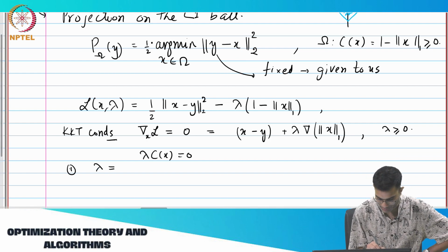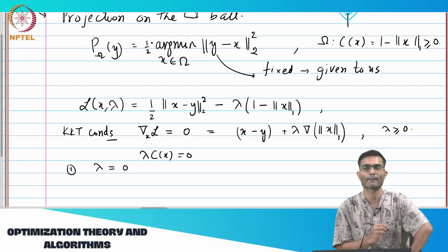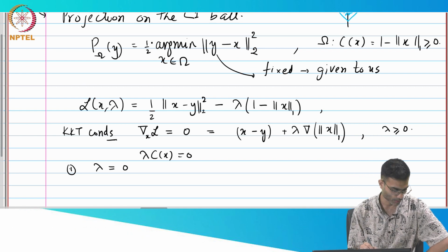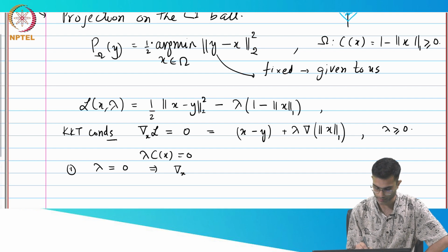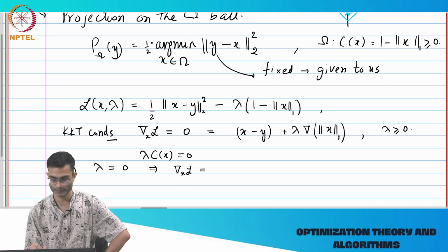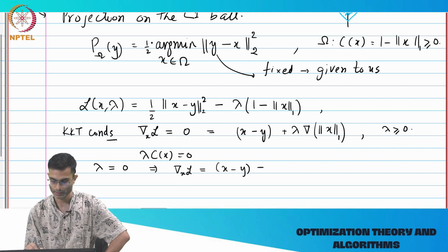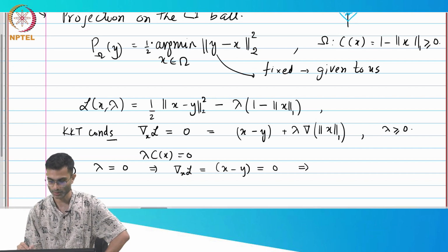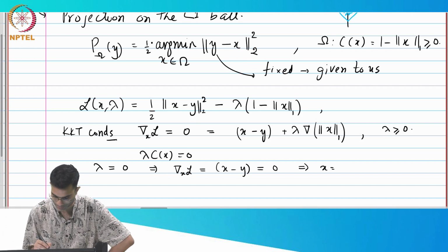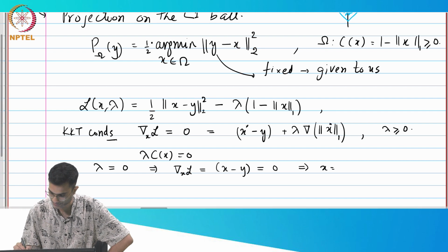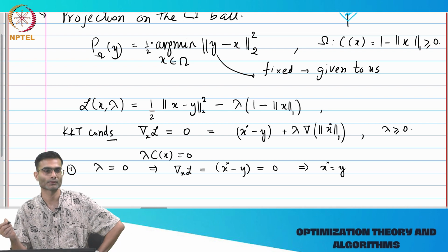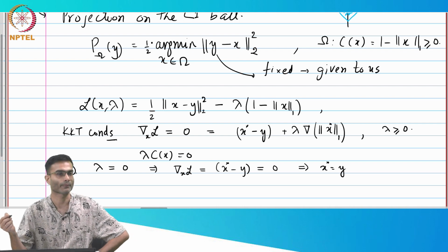So let us take the simple case, if lambda equal to 0, that is a possibility. If lambda equal to 0, my gradient of the Lagrangian becomes very simple, right. That lambda term goes away. What do I have left? x minus y is equal to 0, implies what? x is equal, so this actually I should write as x star, right, the best x, the solution to the problem. x star is equal to y.